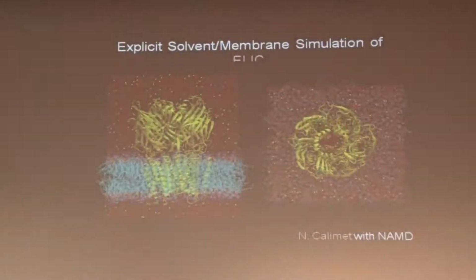First of all, as you can see from this picture here, the protein is depicted in yellow, the membrane is depicted in cyan, the solvent is in red, and the ions are in yellow and green. So there are lots of centers, and so the system is huge.